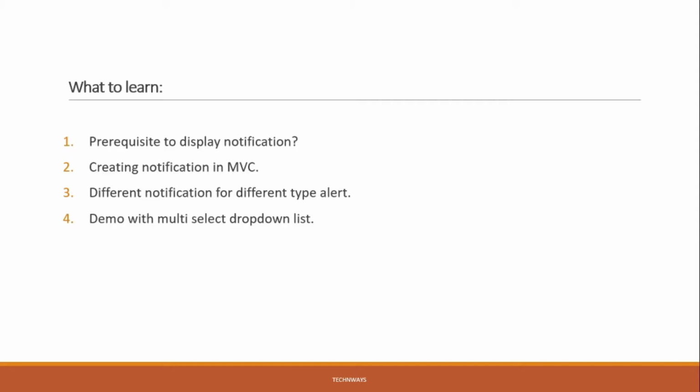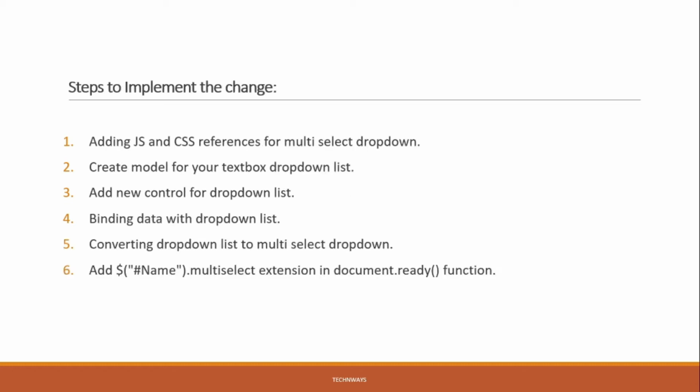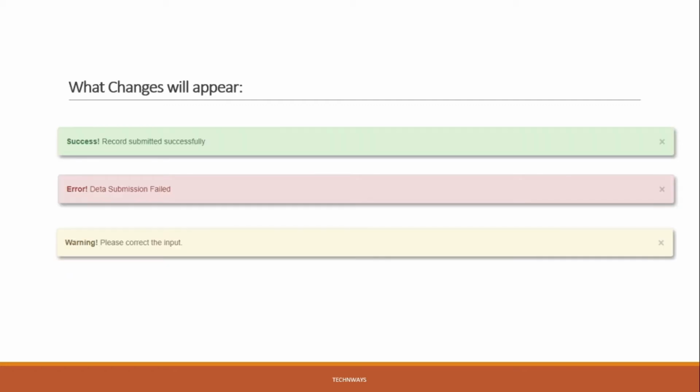So we are going to learn in this video, firstly, what things we require to show the notification, how we can create the notification in MVC, and what types of notification we can show. These are the three types of notification we are going to display.